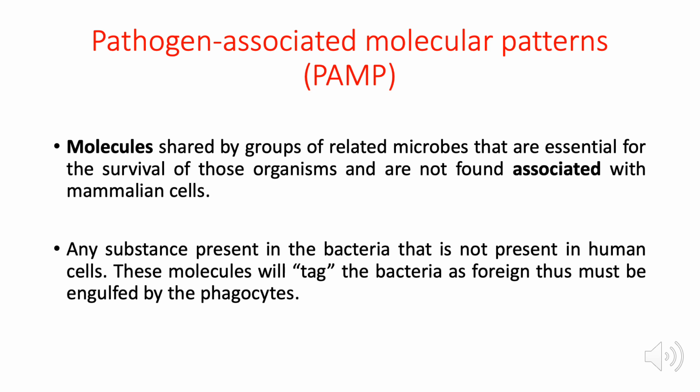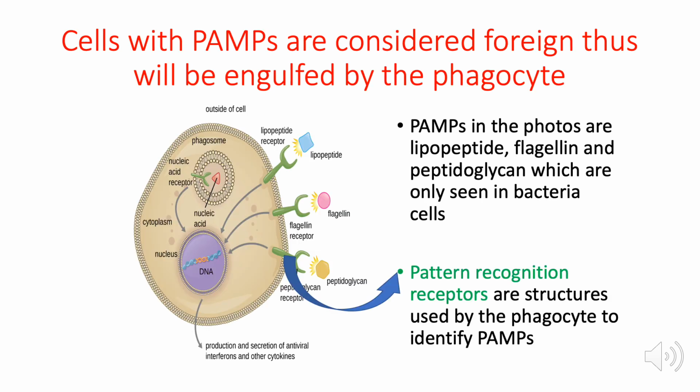So if the neutrophil or any white blood cell detects the presence of a PAMP, that will give the white blood cell the clue. The cell in front of it is not from the body and it's supposed to be eliminated. So this PAMP now will tag the microorganism as foreign, therefore it should be attacked by the white blood cell. Cells with PAMPs are considered foreign, thus they should be engulfed by phagocytes.